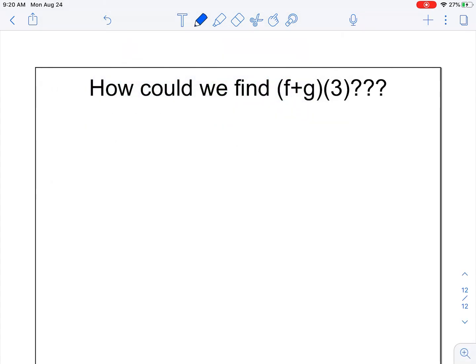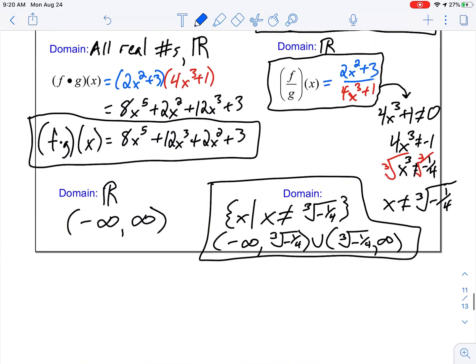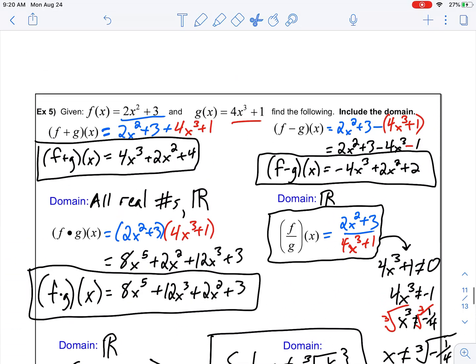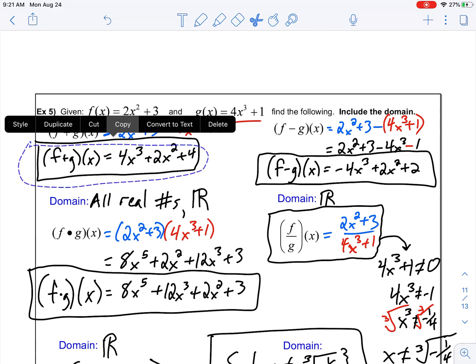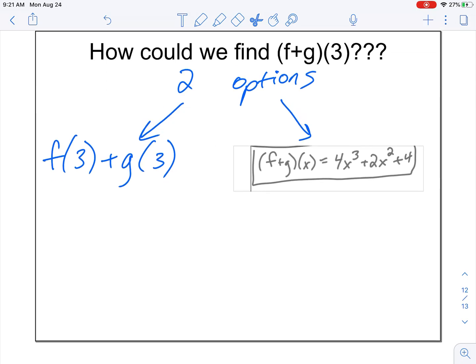If I ask you to find f plus g of 3, okay, there's 2 ways you can do this. There's 2 options. Option 1, you can take f of 3 and add it to g of 3. And you do it in 2 steps, and you're done, okay? Option 2 is to take what we did up here, okay? So remember up here, we found f plus g. Copy that, move it down here. We already know what that is. So if I put that down here, right? Now, remember, f plus g is just the name of that function.